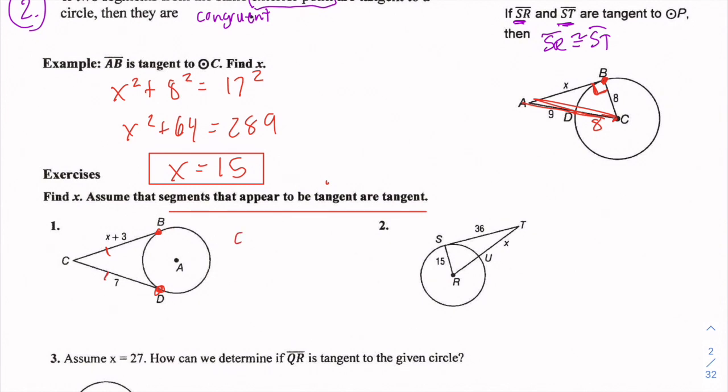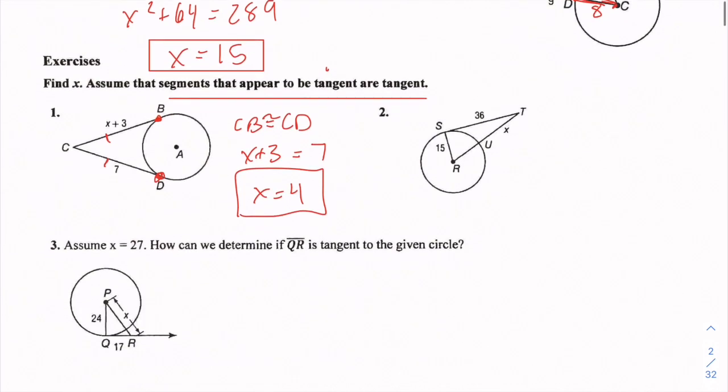CB is congruent to CD. And the reason is because of theorem number 2 here, okay? They're both tangent to the same circle, so they're congruent. So x plus 3 equals 7, x equals 4. Boom, magic. Okay, please try 2 and 3 on your own, okay? So please pause the video here.